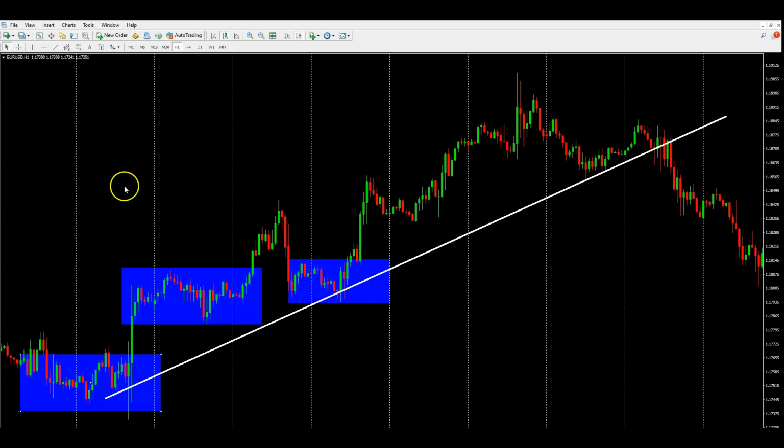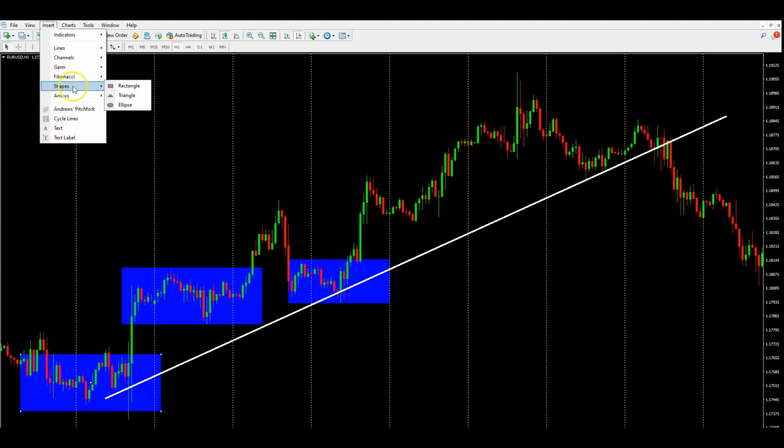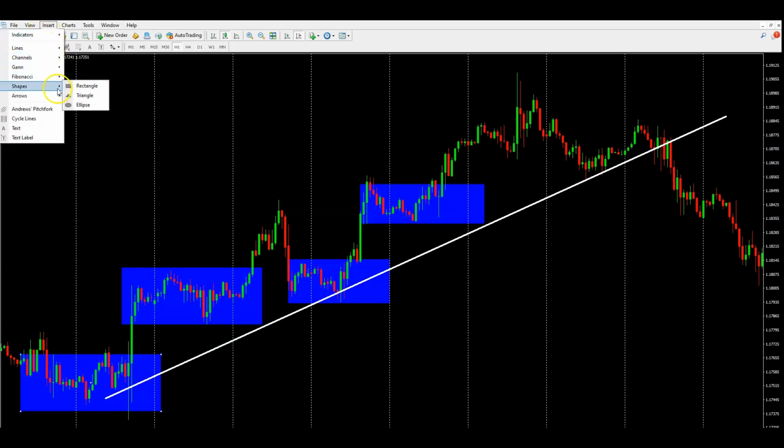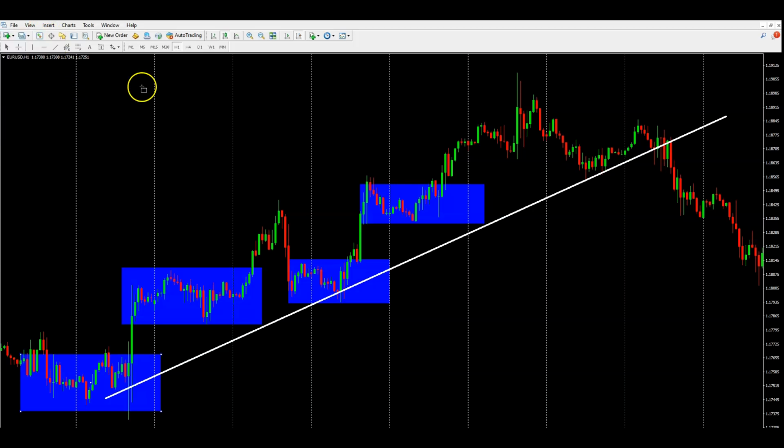Okay, let's continue. Insert, shapes, rectangle. Do you see sideways movement? Yeah, let's block it in. Do we break out? To the upside or to the downside? All right, let's go. Insert, shapes, rectangle. We got sideways movement.